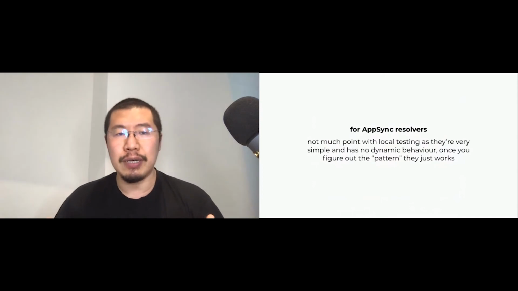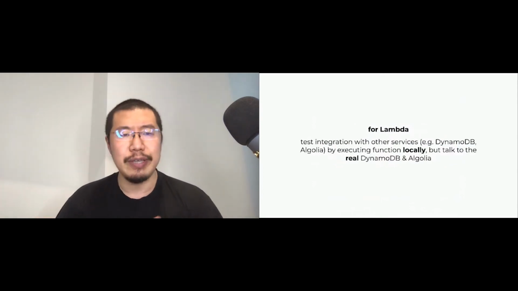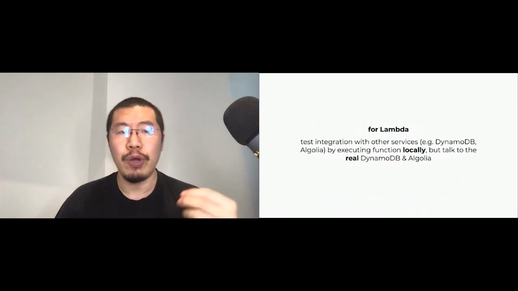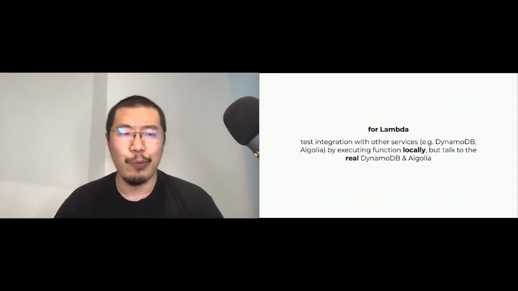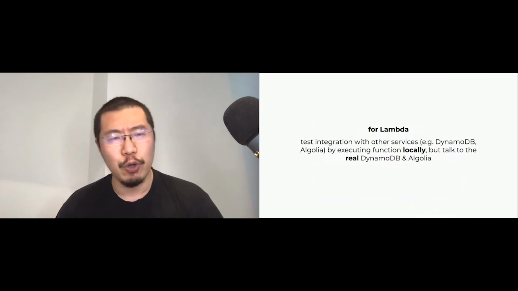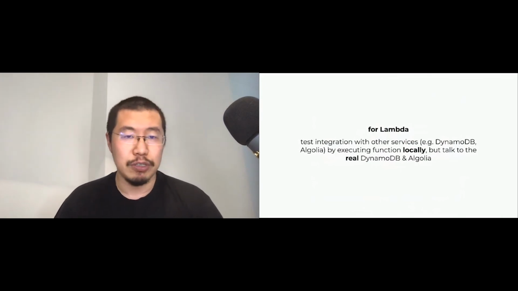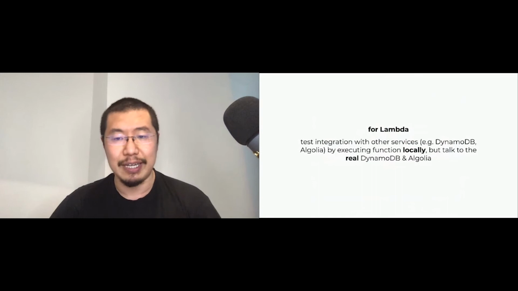So for those functions, I like to test my integration with other services like Algolia or DynamoDB by executing the function locally, but talking to the real DynamoDB tables or the real Algolia index. I don't tend to use mocks or stubs here, or simulate them locally with things like LocalStack or DynamoDB Local. They take too long to get working properly, and they're also a bit brittle as well. It's just easier to provision the tables and then use them in my integration tests.